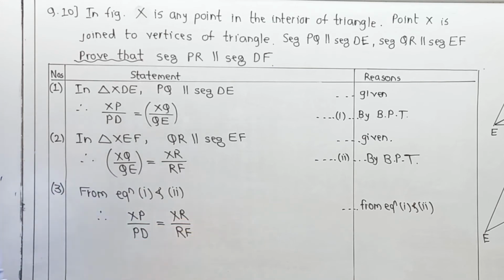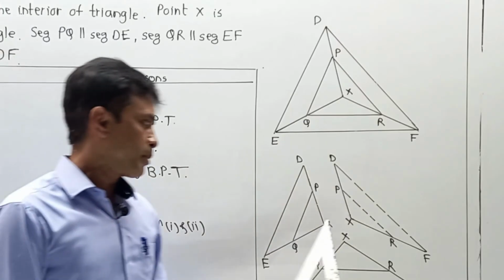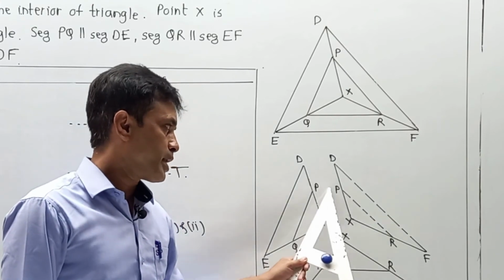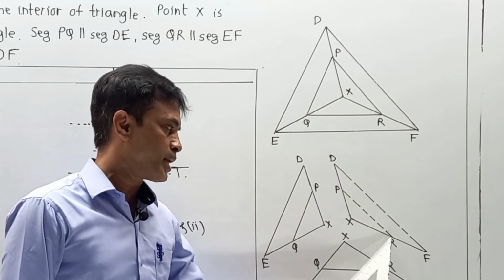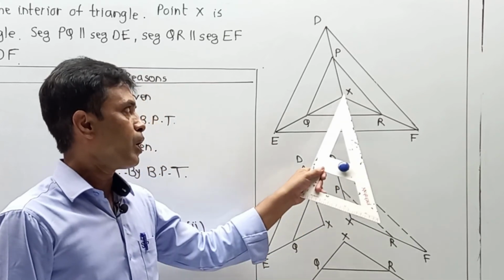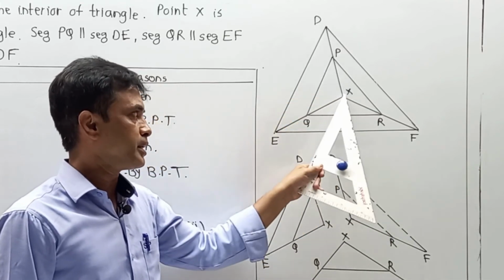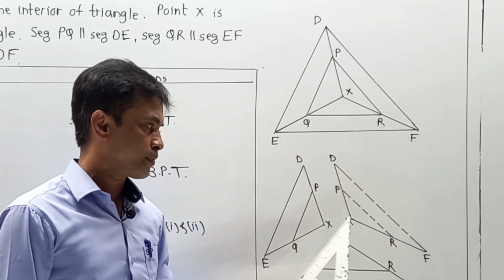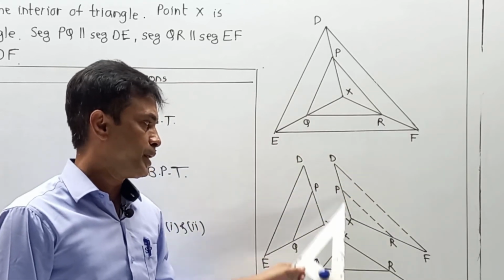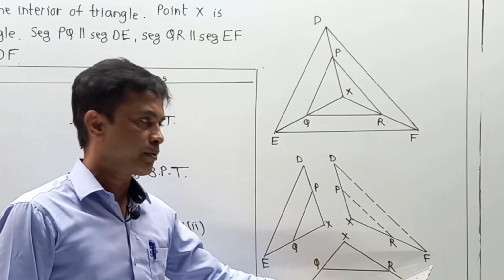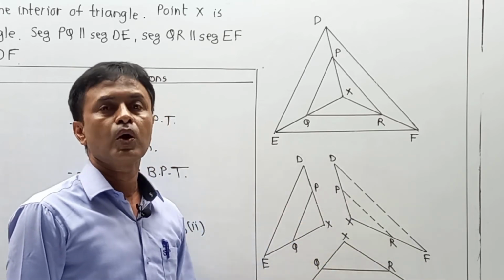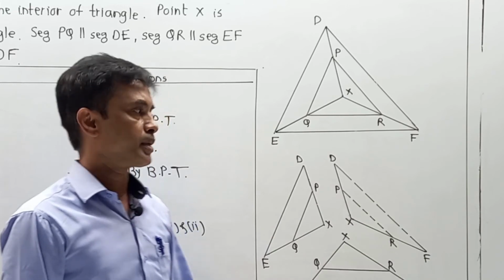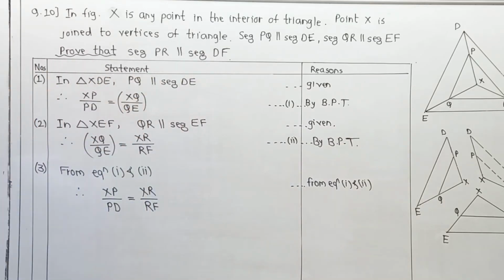Please try to understand the third diagram. Here we are able to get the part xp upon pd is equal to xr upon rf. Naturally we can say that pr is parallel to df, converse of basic proportionality theorem. Writing that part over here.